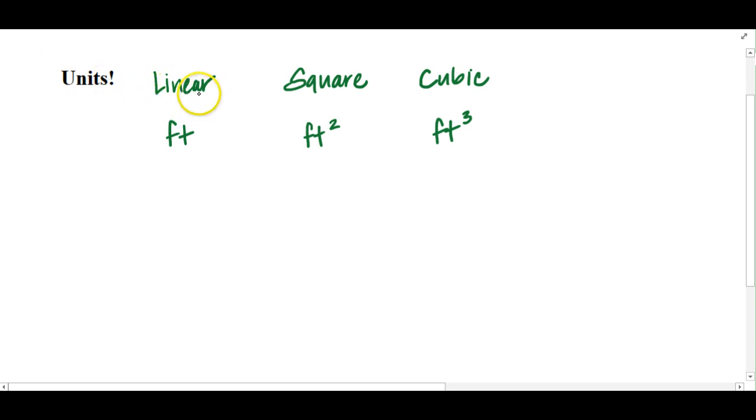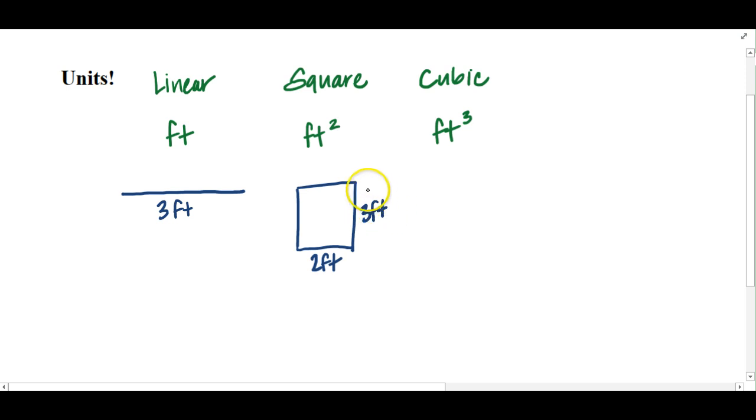So what I want to start with is comparing linear units, square units, and cubic units. So here's an example of each. If I have the unit of feet, that's considered a linear unit because it literally measures something like a line. So we can say that this line is, let's say, 3 feet long. As opposed to square units, an example of that being feet squared, and square units come from finding area. So let's say now I wanted to find the area of this rectangle, which had a base of 2 feet and let's say a height of 3 feet.